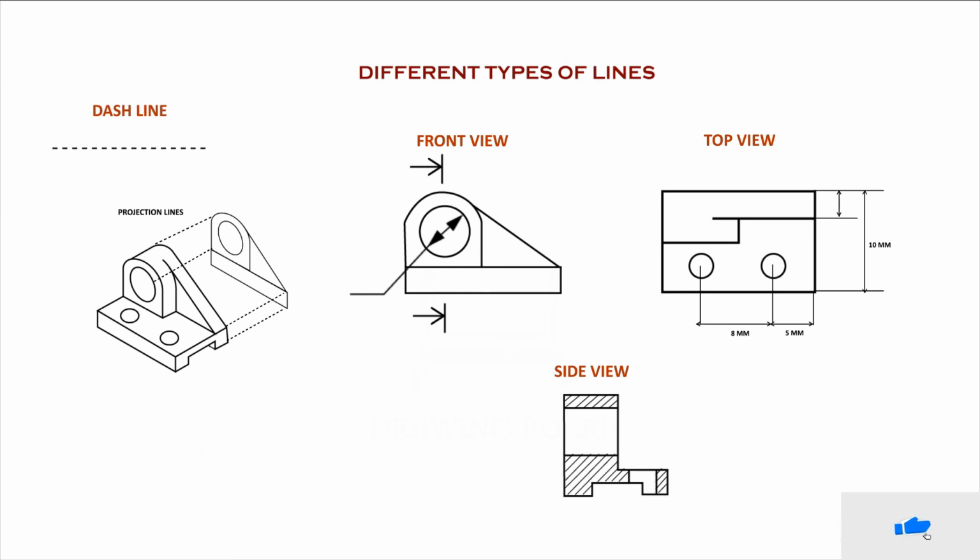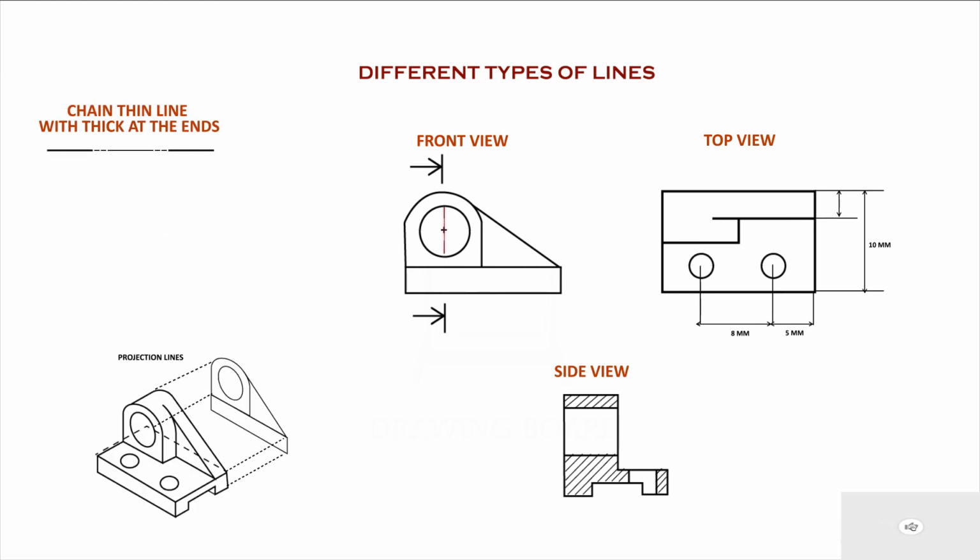Dash line. This line is used to show hidden edges of the main object. Chain thin line. This line is used to represent center lines for circles and arcs. Chain thin line with thick at the ends. This line is used to represent the location of a cutting plane.